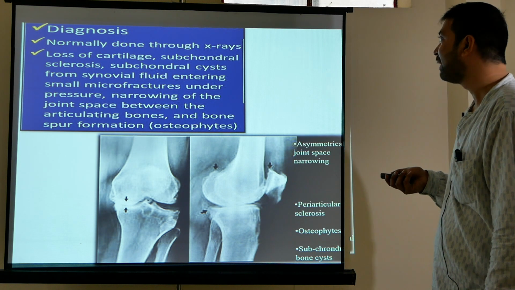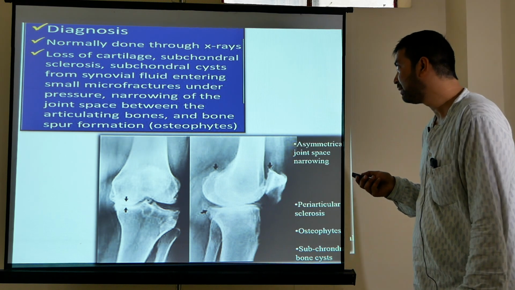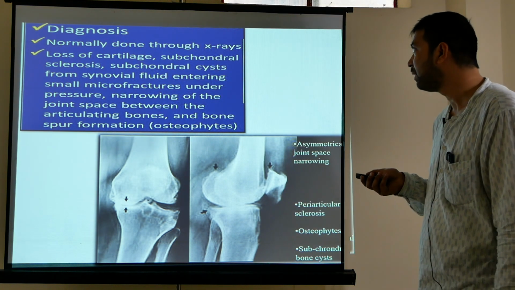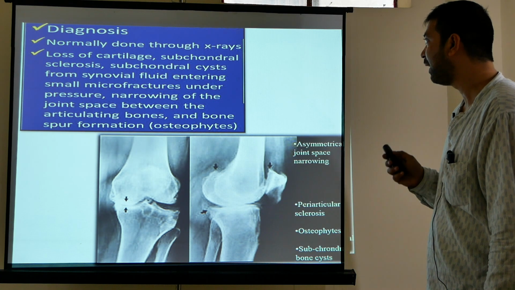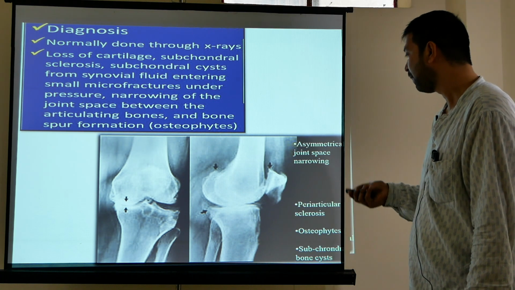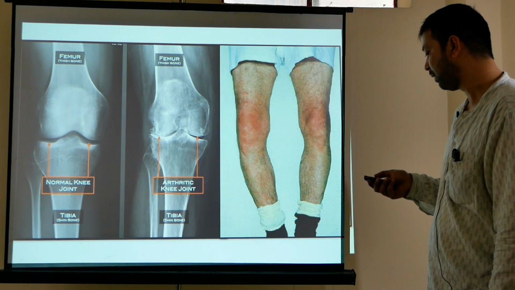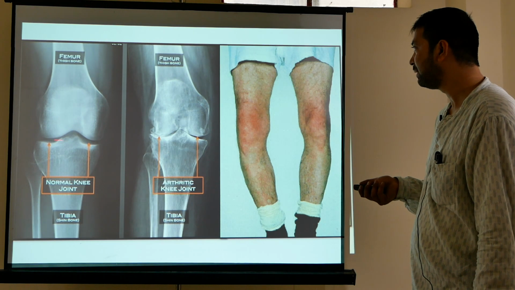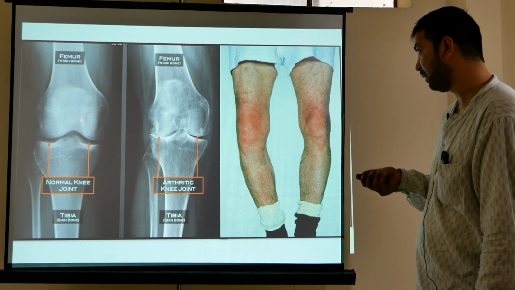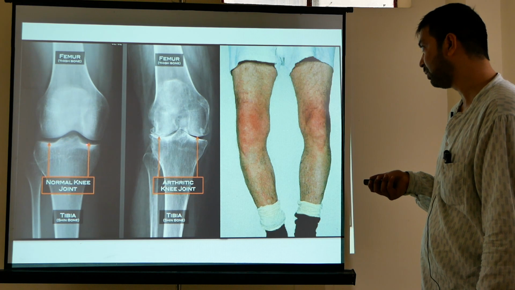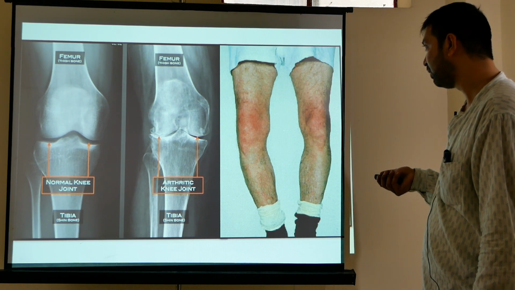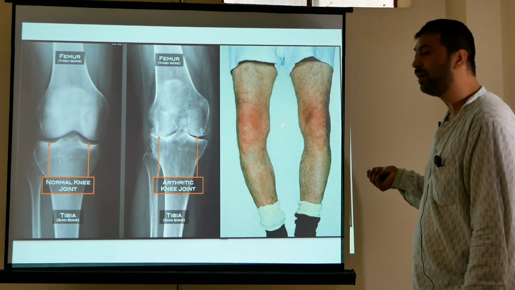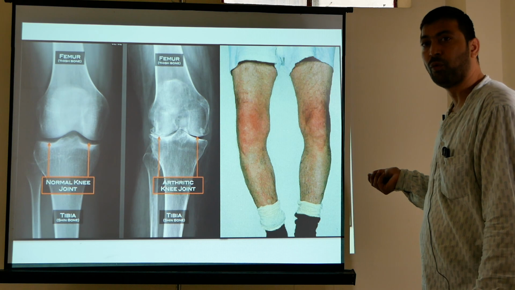So it is normally done through X-ray. Findings include loss of cartilage, subchondral sclerosis, subchondral cysts from synovial fluid entering small microfractures under pressure, narrowing of the joint space between the articular bones, and bone spur formation, which is known as osteophyte formation. You can see a picture of a normal joint and an arthritic joint. You can see the joint space between the femur and tibia. This is a normal joint space, and this one is the decreased joint space with osteophyte formation of the knee joint. An osteoarthritic patient may develop deformity like bow leg.